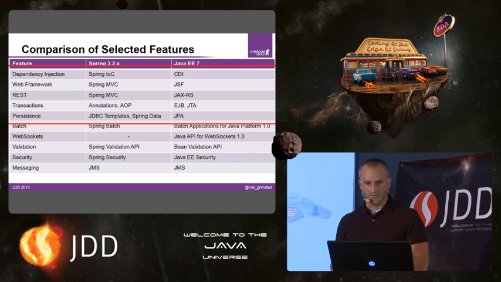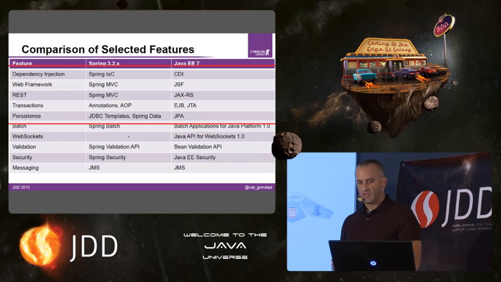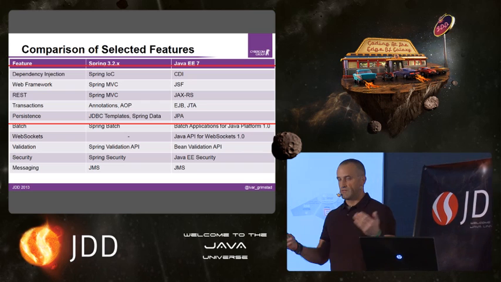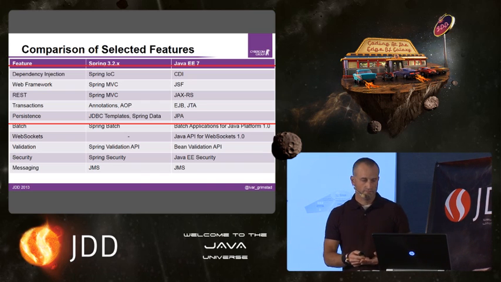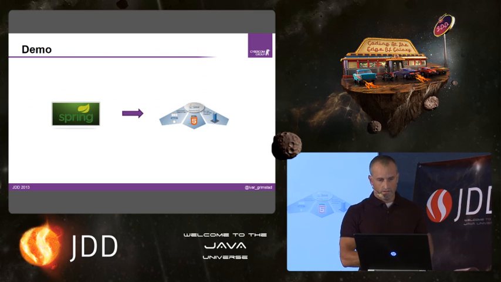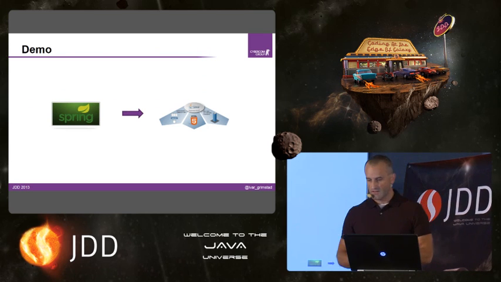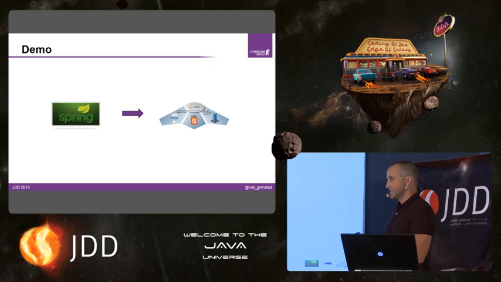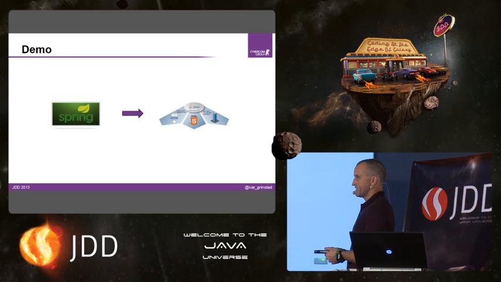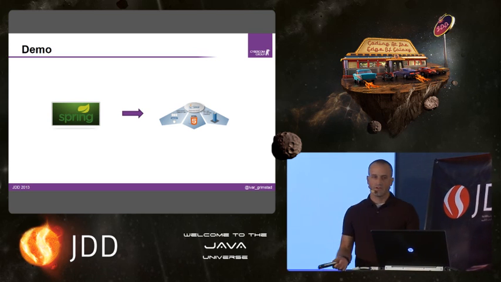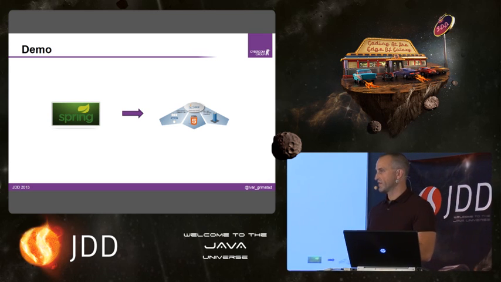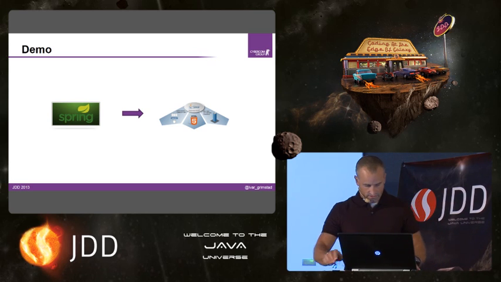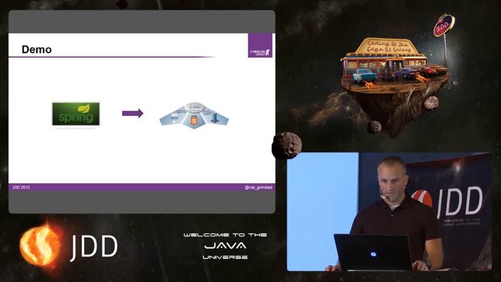So, the demo. I'm going to take a typical web-based Spring application and convert it into Java EE. So, if we have a look at it, it's a simple application. It has a web UI, it has a REST API, and since I like cooking and am fond of food, it's an online cookbook. So, if we just have a look at how it looks.